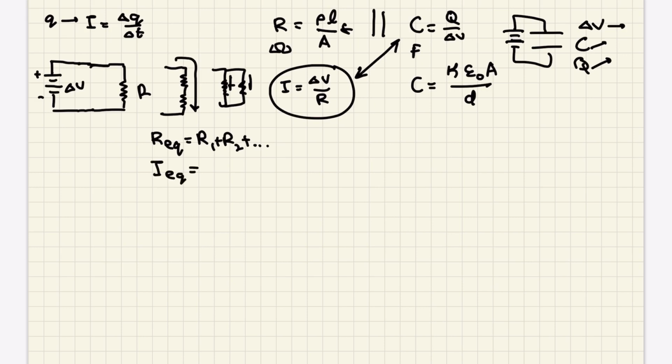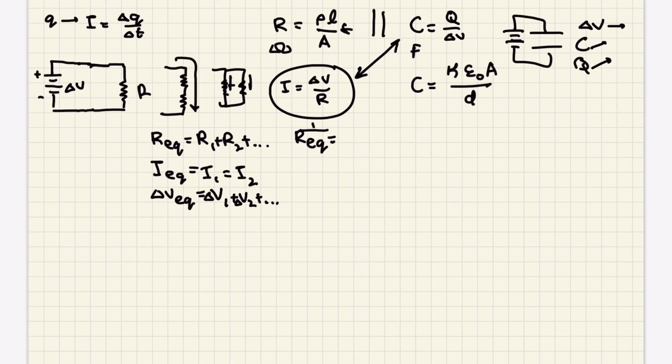The current that flows through them, the equivalent current, is going to be the same. That's because, like I said before, in series, all charge goes through all of them, and so current will be the same. Current is just the change in charge over time. And the potential difference across each of them is going to be different. You can add up the potential differences across each one, and you're going to get the total potential difference supplied by the battery.